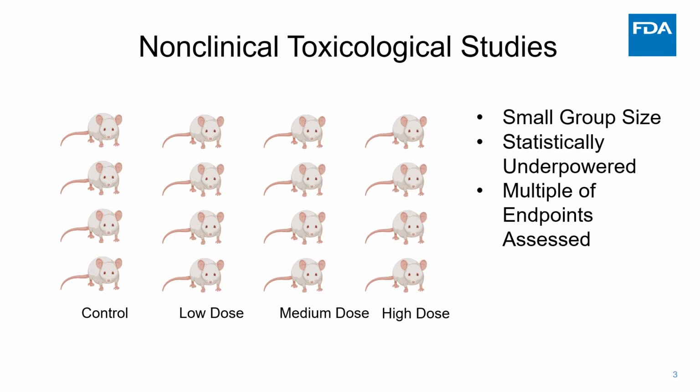Non-clinical toxicological studies are done in small groups. For rodents, the group size is normally 10 per group. For dog and monkey, the group size is even smaller, 3 to 6 per group. Since the group size is small, it is challenging to interpret the results when you compare the control group and treatment group.